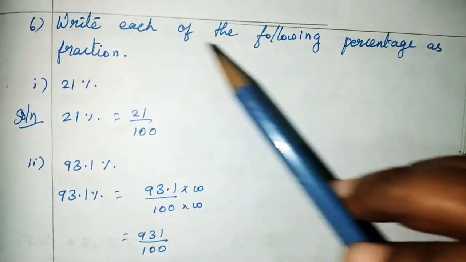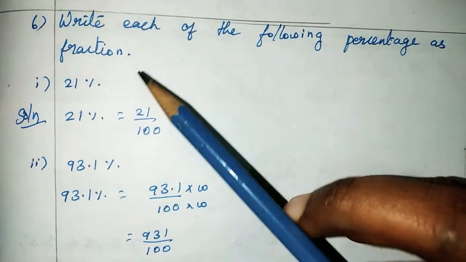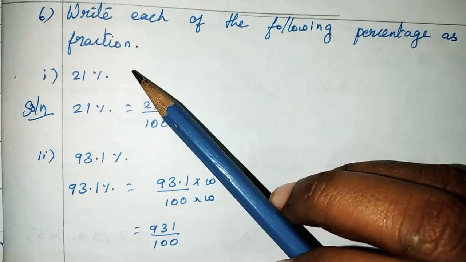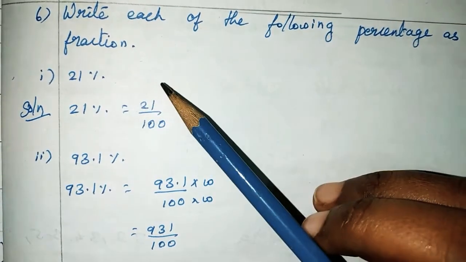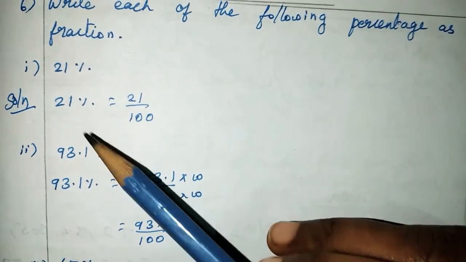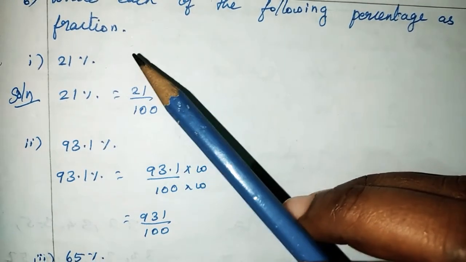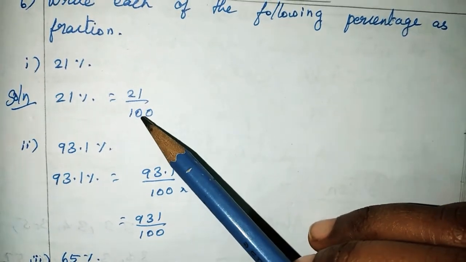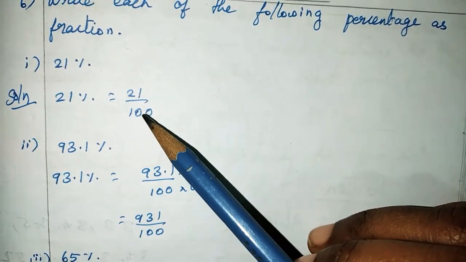Sixth sum: write each of the following percentages as a fraction. Here the percentage is given, and you have to convert this percent into a fraction. To convert the percent into a fraction, you have to remove the percentage symbol and write the denominator as 100. That is, 21% is equal to 21 by 100. Since there are no common factors for 21 and 100, the answer is 21 by 100.